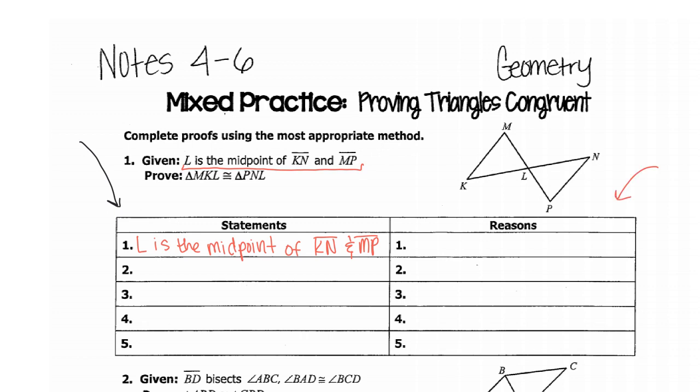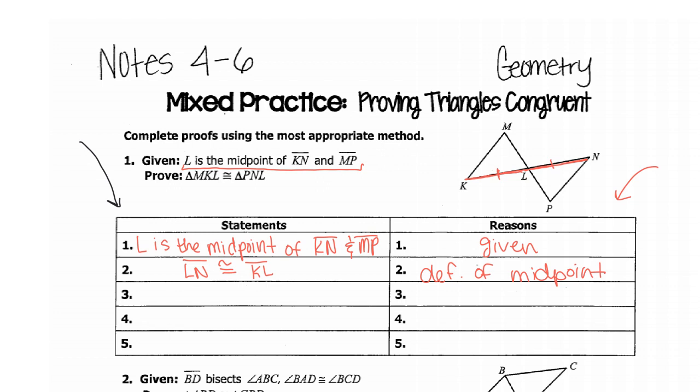How do we know that? Well, it's given. So it looks like that's all it gave us. But because L is the midpoint of KN, so L is right in the middle of this whole side, therefore the distance from K to L is the same as the distance from L to N. So those two segments are congruent. How do we know that? Well, that's definition of midpoint.